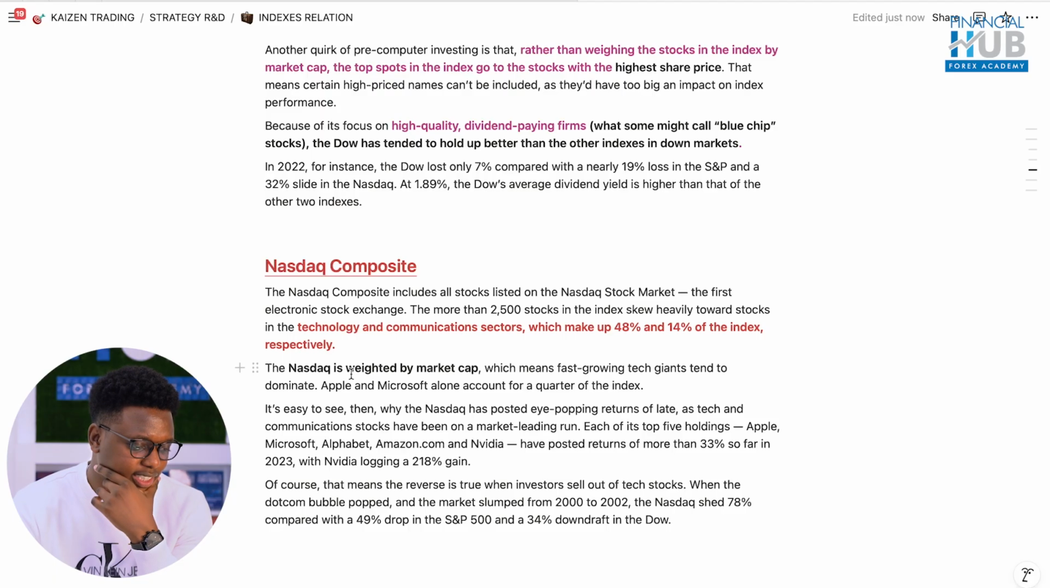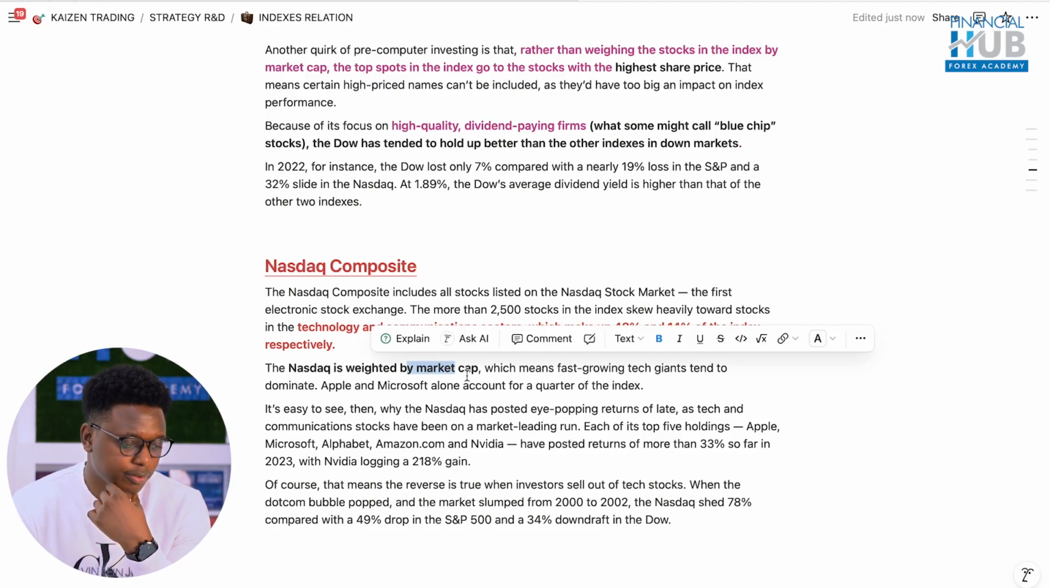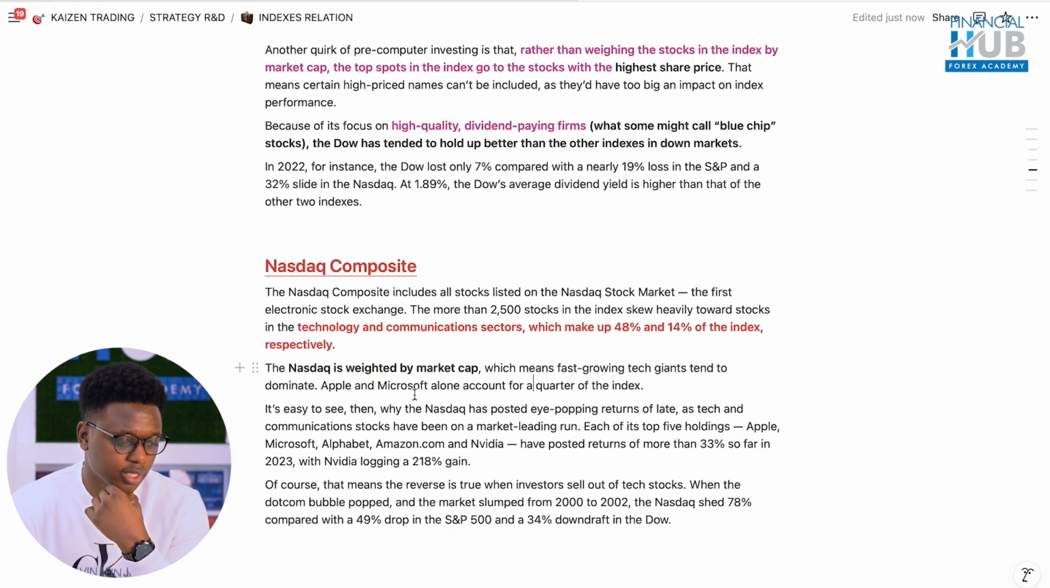The Nasdaq is weighted by market cap, just like S&P 500, which means fast-growing tech giants tend to dominate. Apple and Microsoft alone account for a quarter of the index. It's easy to see then why the index has posted eye-popping returns of late, as tech and communications stocks have been on a market-leading run. Each of the top 5, Apple, Microsoft, Alphabet, Amazon, and Nvidia, have posted returns of more than 33% so far in 2023, with Nvidia logging a 200% gain.